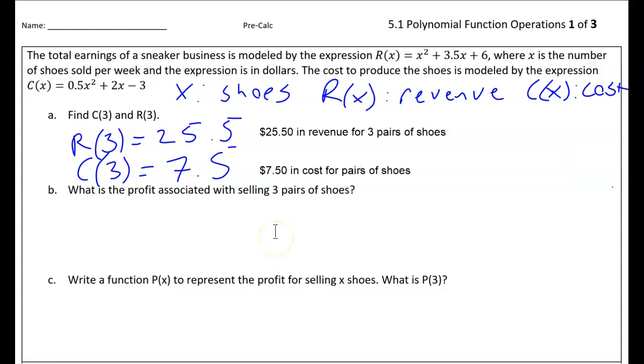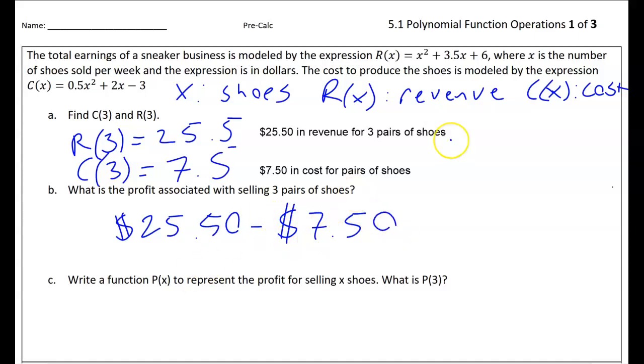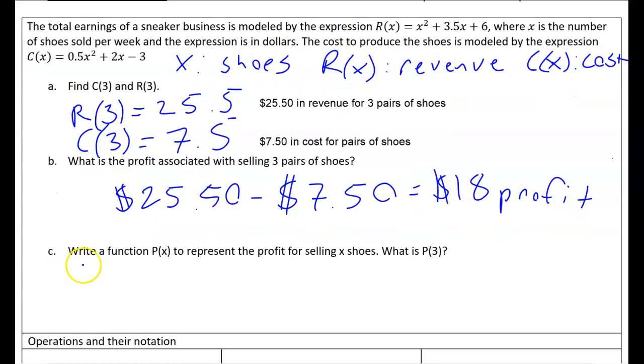And then the profit, this is not rocket science, and this is not new either. It would be $25.50 minus $7.50, which ends up being, what, 18 bucks? $18 in profit.